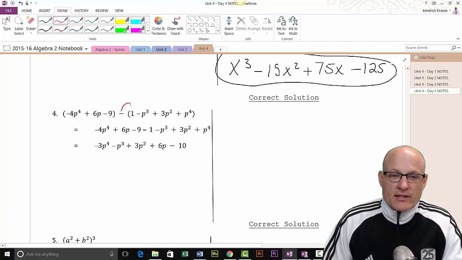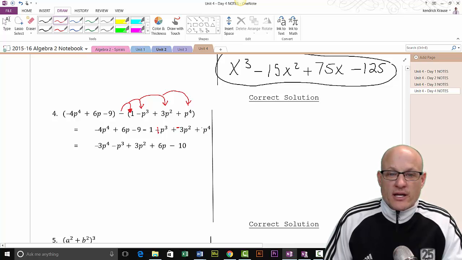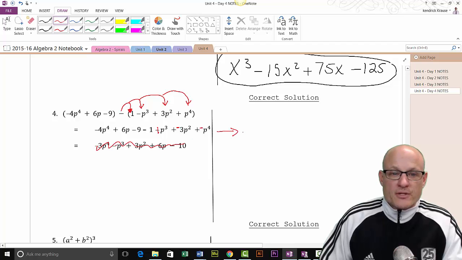Okay, here's what they did on this one. They took this minus and put it here. Well, that's silly. The minus has to go there. It has to go there. It has to go there. And it has to go there. So this should be a minus 1 plus. This should be minus. And this should be minus. So this is wrong. So we'll fix it from here.